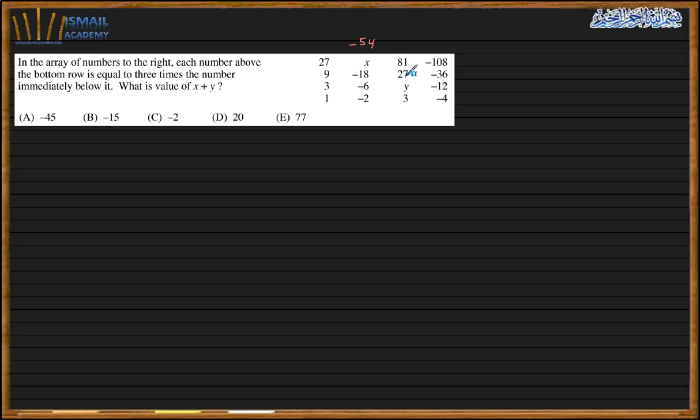If I want to go down, I divide this one by 3. So this will be 9. So x is minus 54 and y is 9. So the value of x plus y is minus 54 plus 9, which is minus 45. So A is my choice. Next question.